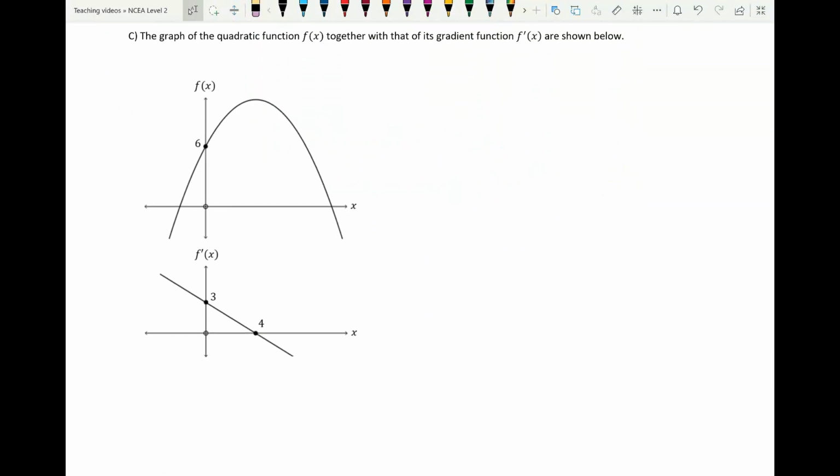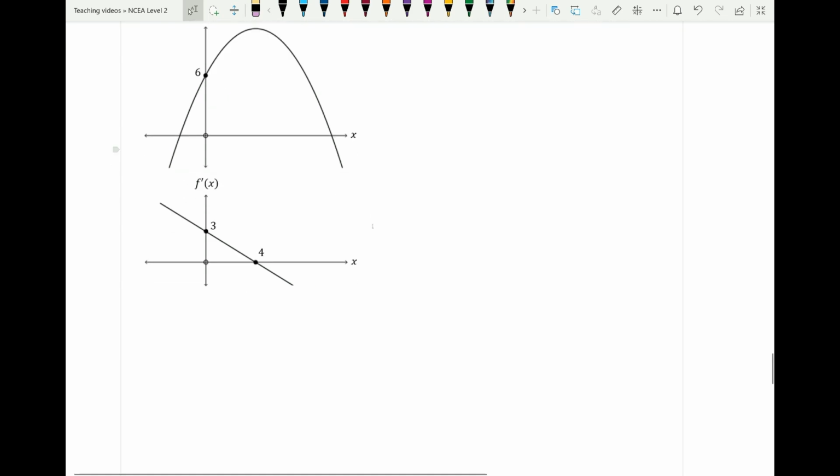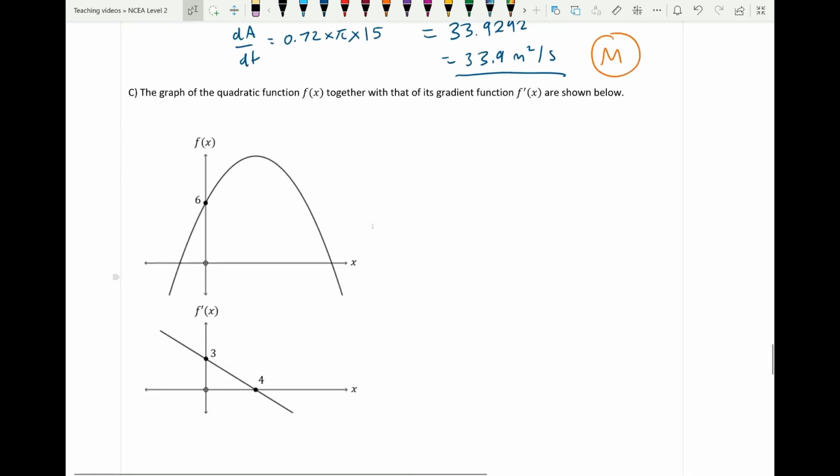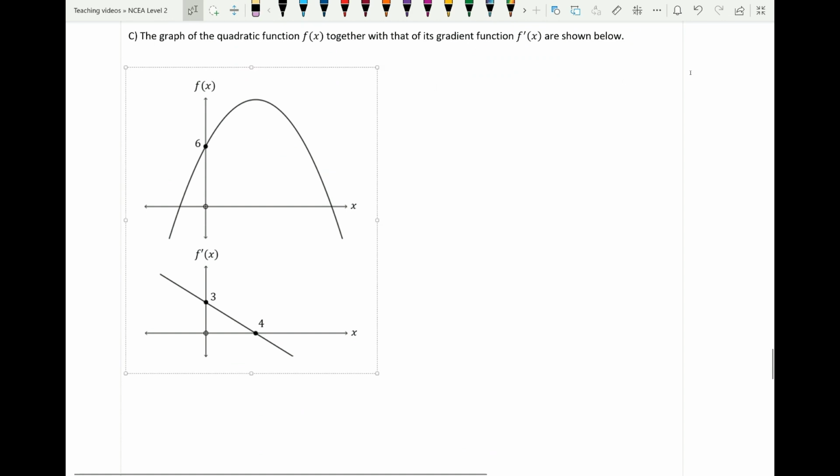Another merit one. The graph of the quadratic function f of x together with that of its gradient function f dash of x are shown below. So you can see we have a negative parabola, and its gradient function, as you might expect, is a negative linear graph. We've been given a couple of coordinates on that linear graph, and we've been given one pair of coordinates on f of x. So the question is actually a little bit further down the screen. No, it's not. I haven't written it. I better do that now. So the question is, find an expression for f of x.